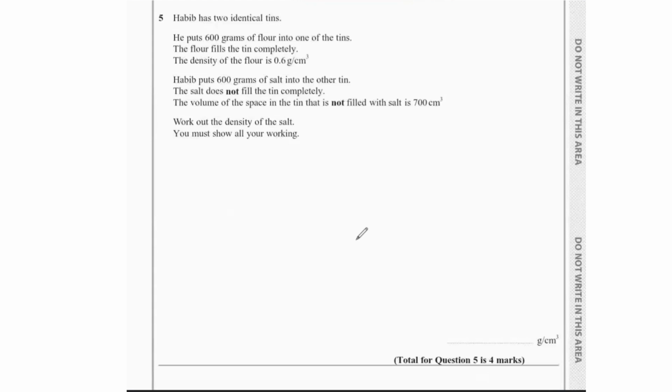So first, we're going to begin with finding the volume of the tin. So volume of the tin is going to be your mass of the flour, which is 600, divided by the density of the flour, which is 0.6. Since the question says that this tin was completely filled up with the flour, that means the volume of the flour is going to be the same as the volume of the tin. Hence, we're dividing the mass of the flour by the density of the flour to get the volume of the tin, which will be the volume of the flour as well.